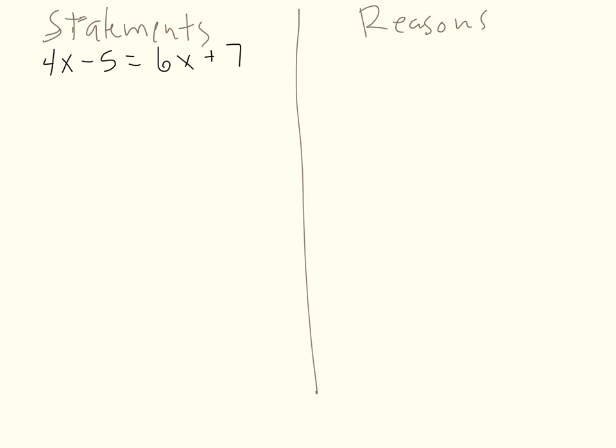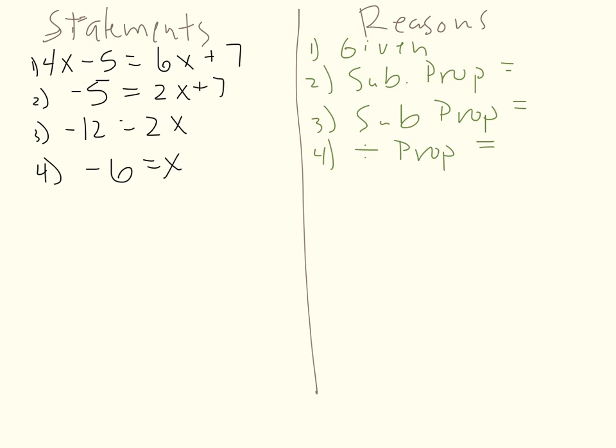Right now, I want you to try to do this proof by yourself. And this is what you should have come up with. I believe that everyone should be able to fill out a statement algebraic proof, so solving for x like this. The first one was given. Second one, I subtracted 4x, so that would be the subtraction property of equality. Third one, I again subtracted, so it would be subtraction property of equality. And last but not least, I divided, so it would be division property of equality.